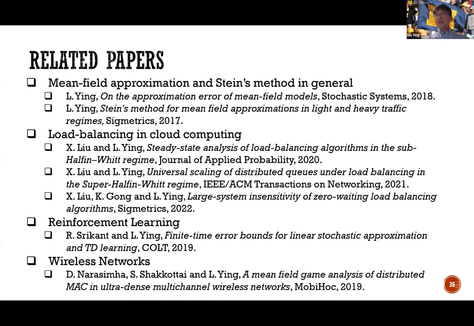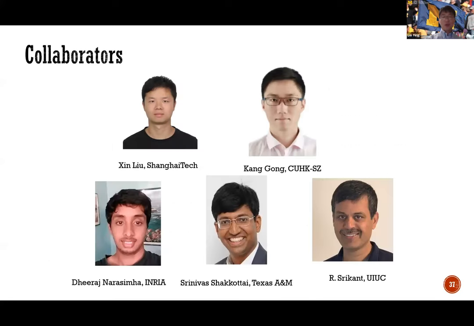So these are the related papers. I think the slides are available. So if you're interested, you can look at these papers, like some basic papers about the mean field model or mean field approximation, then our work on load balancing, and on reinforcement learning of queueing networks. These are my collaborators. So Xin is the one who contributed a lot to the mean field Stein's method and mean field, and then load balancing in the cloud computing case, all the work about zero delay. Xingyu is the main contributor, and Kang is the one who did the Coxian distribution. Then Dhiraj and Srinivas, we worked together applying that to the wireless setting, and Siva and I did the work on the reinforcement learning problem.